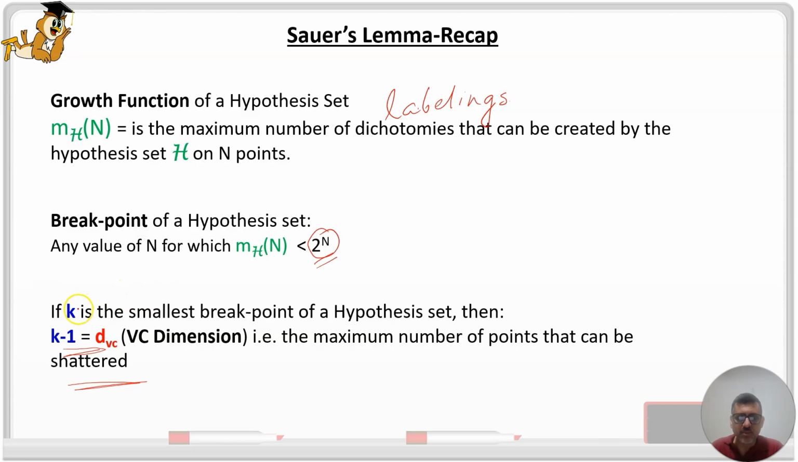But k is the smallest breakpoint of the hypothesis set, means beyond the VC dimension, essentially the growth function diverges from the curve of 2 to the power n. So these were some of the definitions we have seen in the past. I thought a quick recap would be in order.